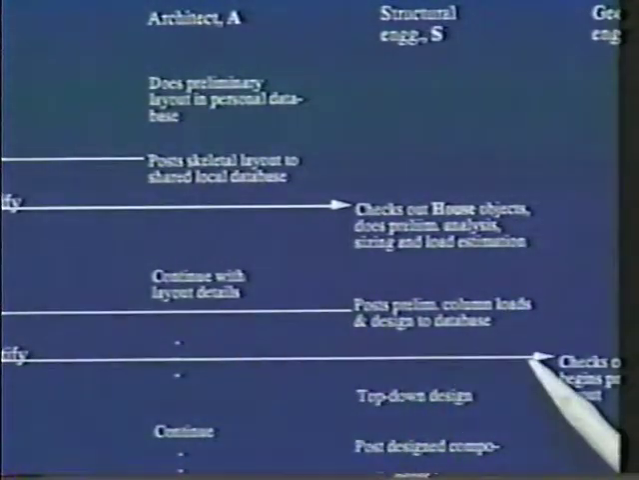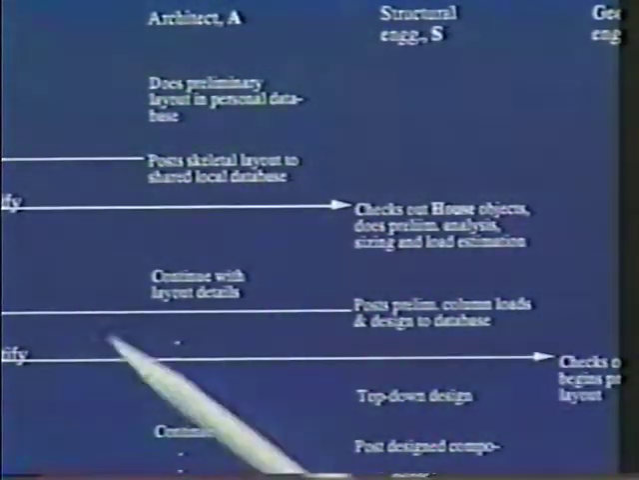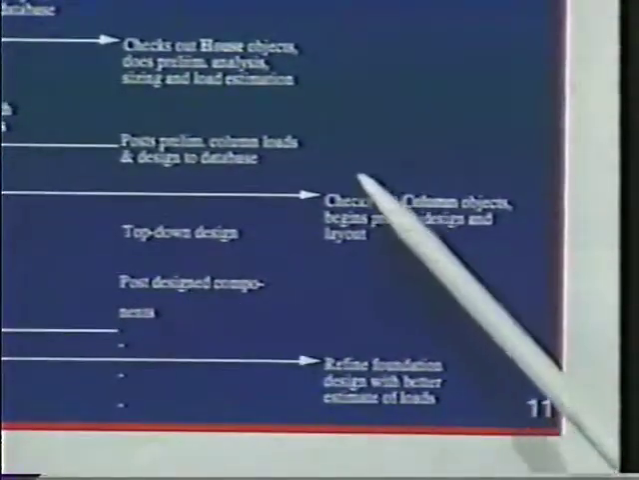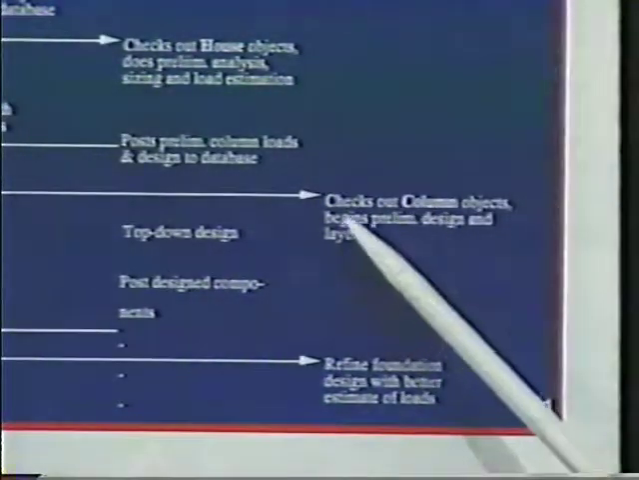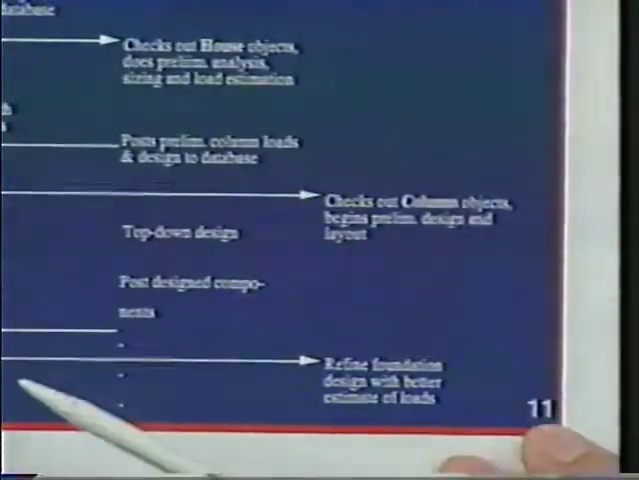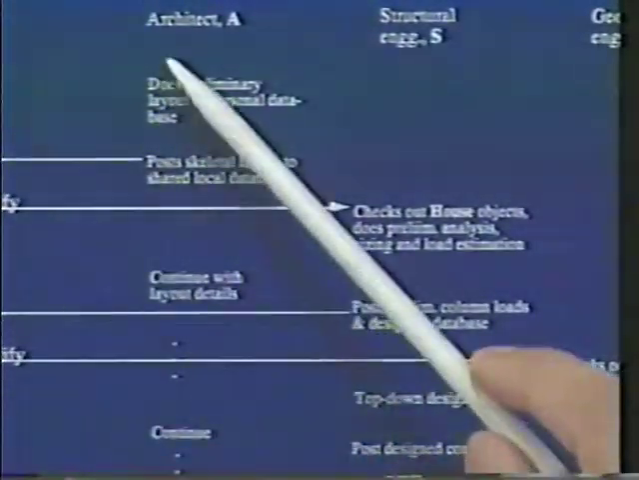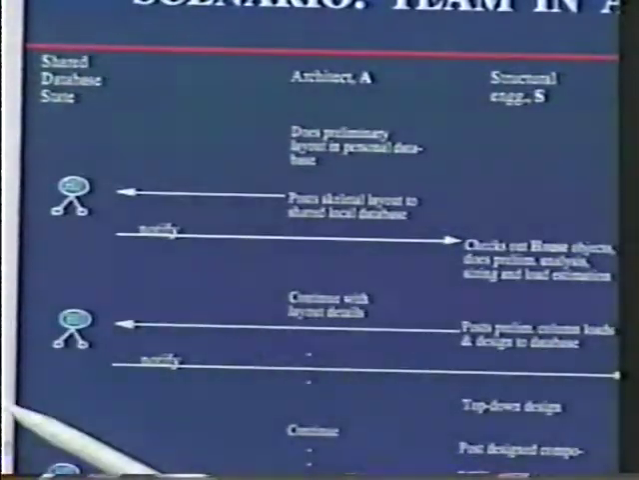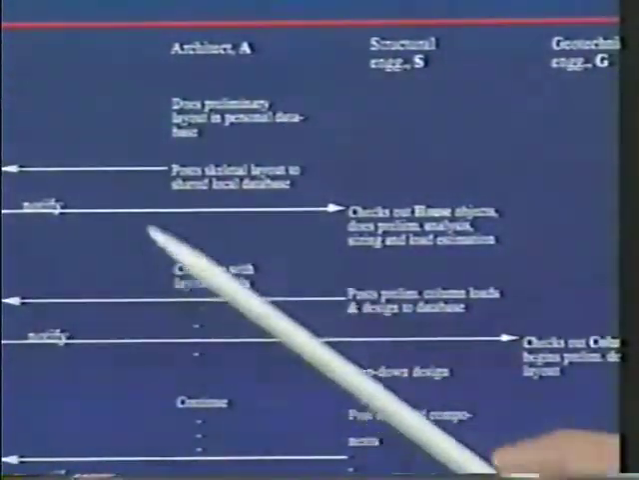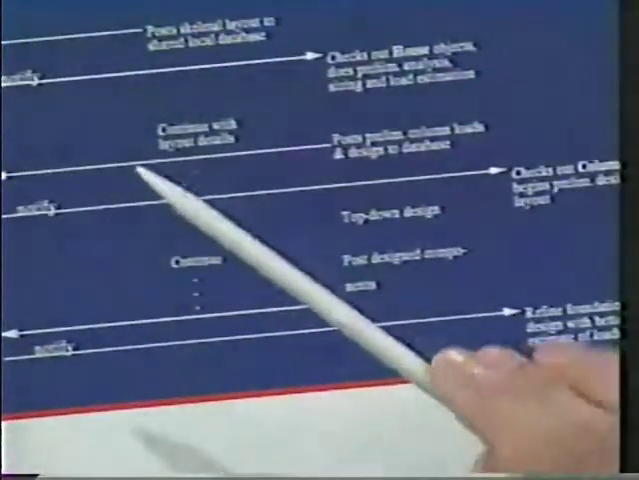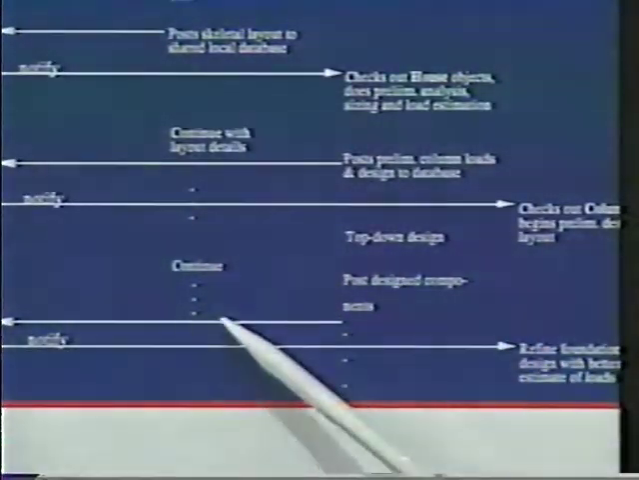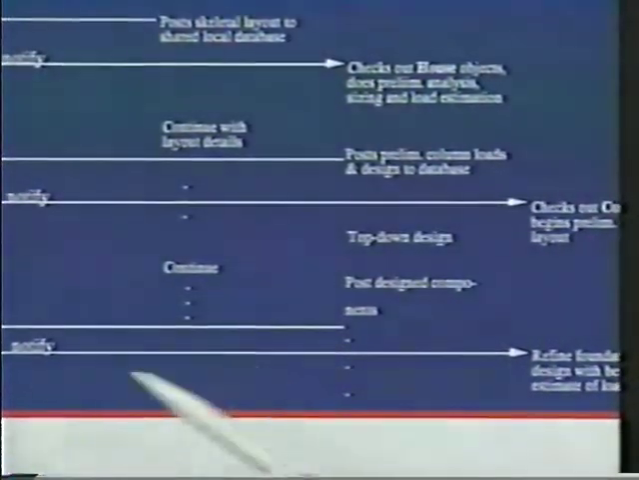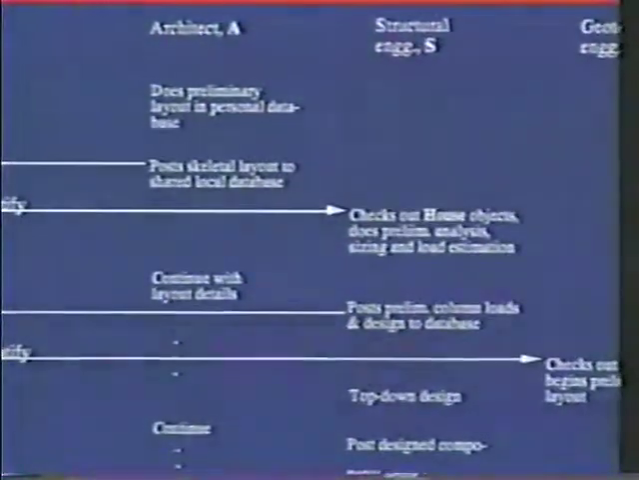The structural engineer completes the design and posts it into the shared database, and when this happens, immediately the geotechnical engineer is notified that there is something for the geotechnical engineer, and the geotechnical engineer checks out the column objects and begins doing the preliminary design and layout. And while this process is going on, by the way, the structural engineer also gets a notification. So, as people are putting things into the database, people are being notified simultaneously. So, the architect continues this process, and at the same time the structural engineer and the geotechnical engineer are being notified of any changes. So, this process keeps going on.